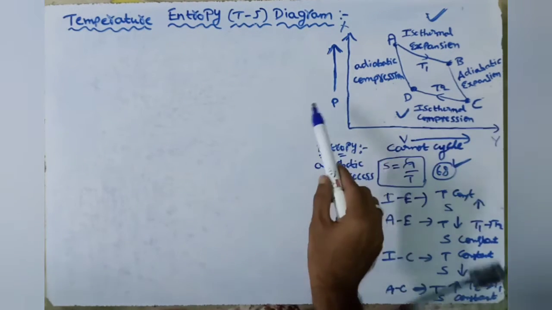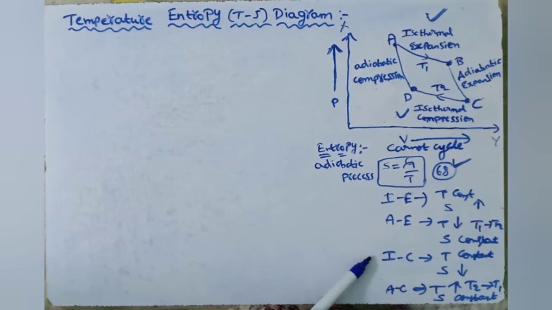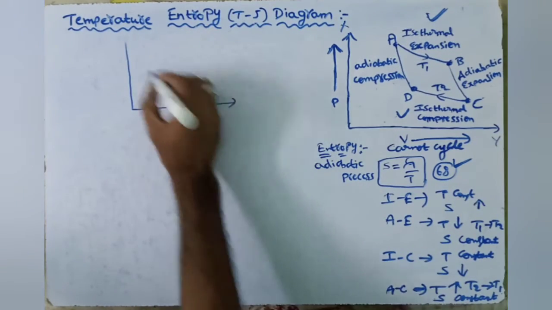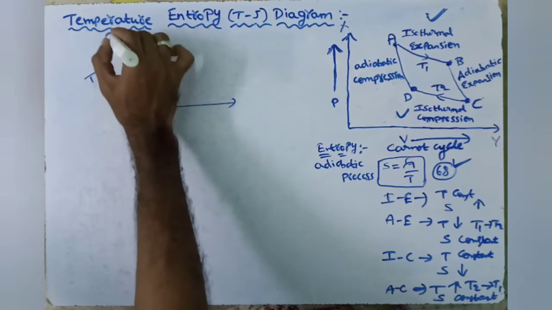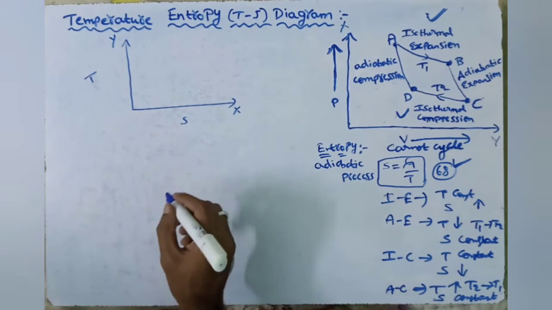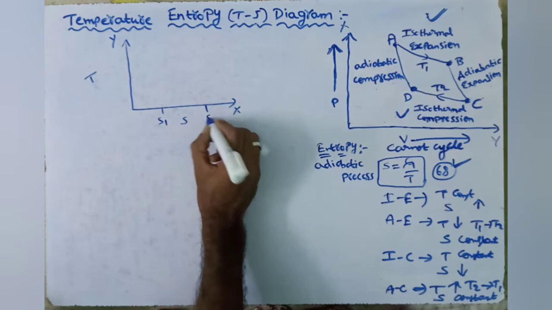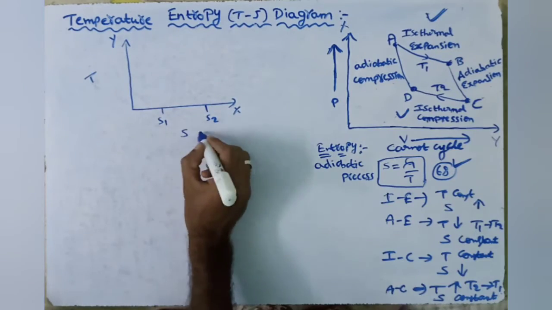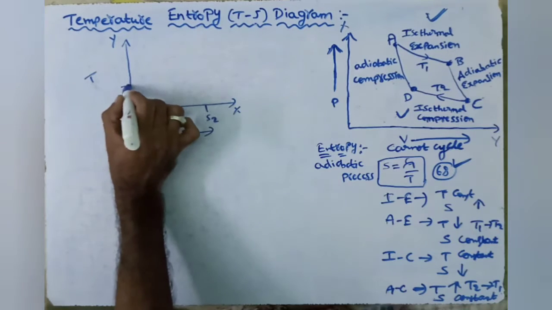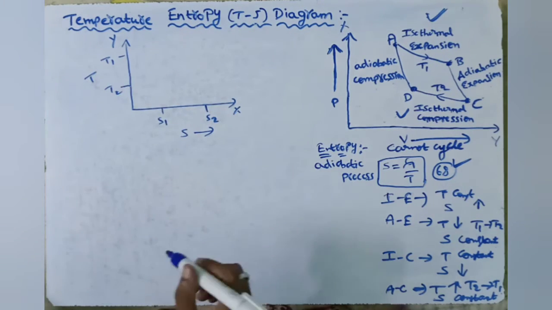As we drew a graph between pressure and volume, now based on this data, we are going to draw a graph between temperature and entropy. This is the graph. This is temperature on the y-axis and entropy on the x-axis. I take two intervals for entropy, S1 and S2. And for temperature, as we taken here, I will take T2 and T1. Now I start the graph.